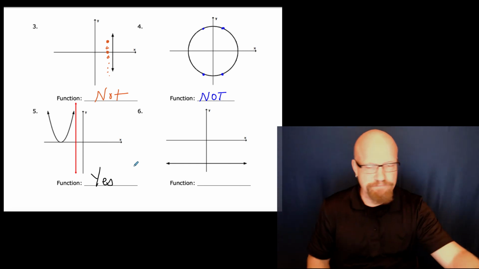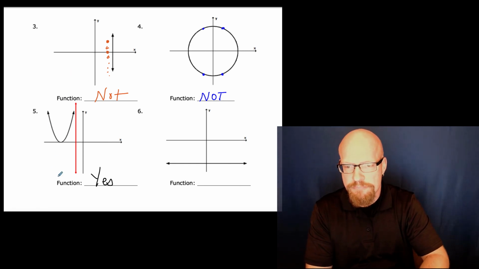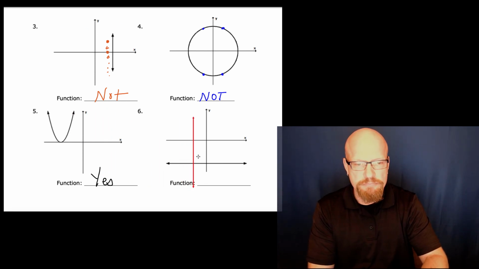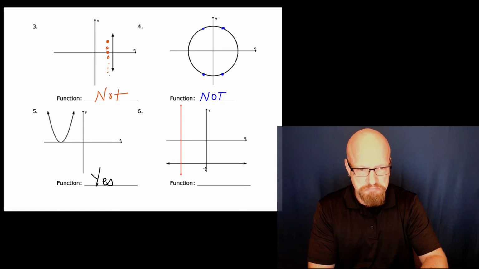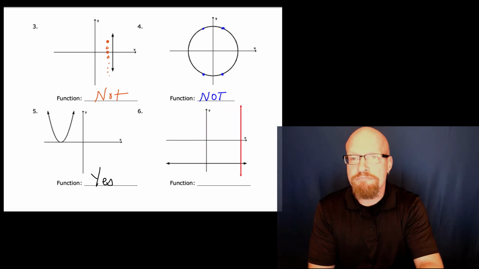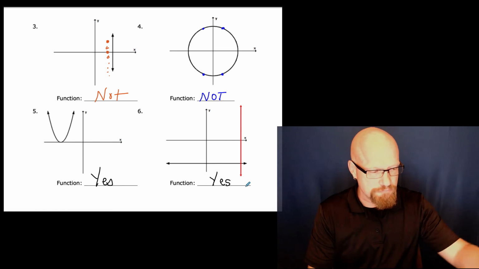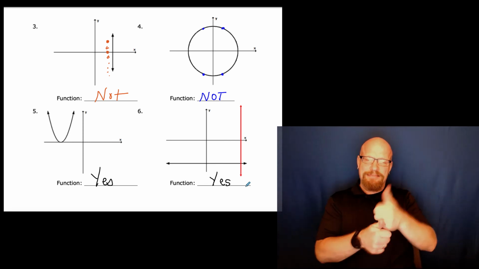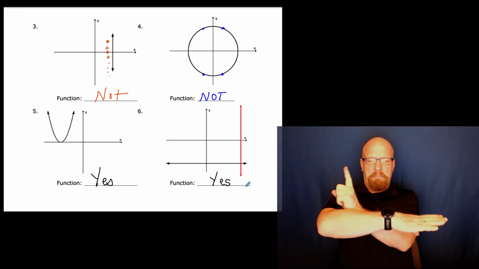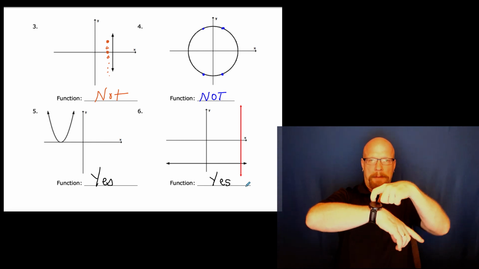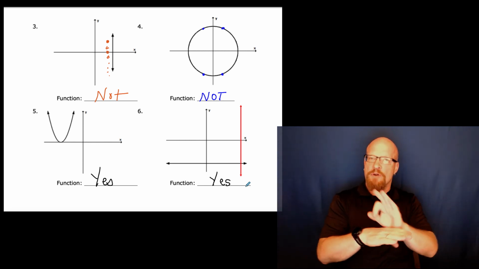Now the last one, number 6. Now that is a function also. The line only hits the graph one time at any given point in the graph. So it is a function.